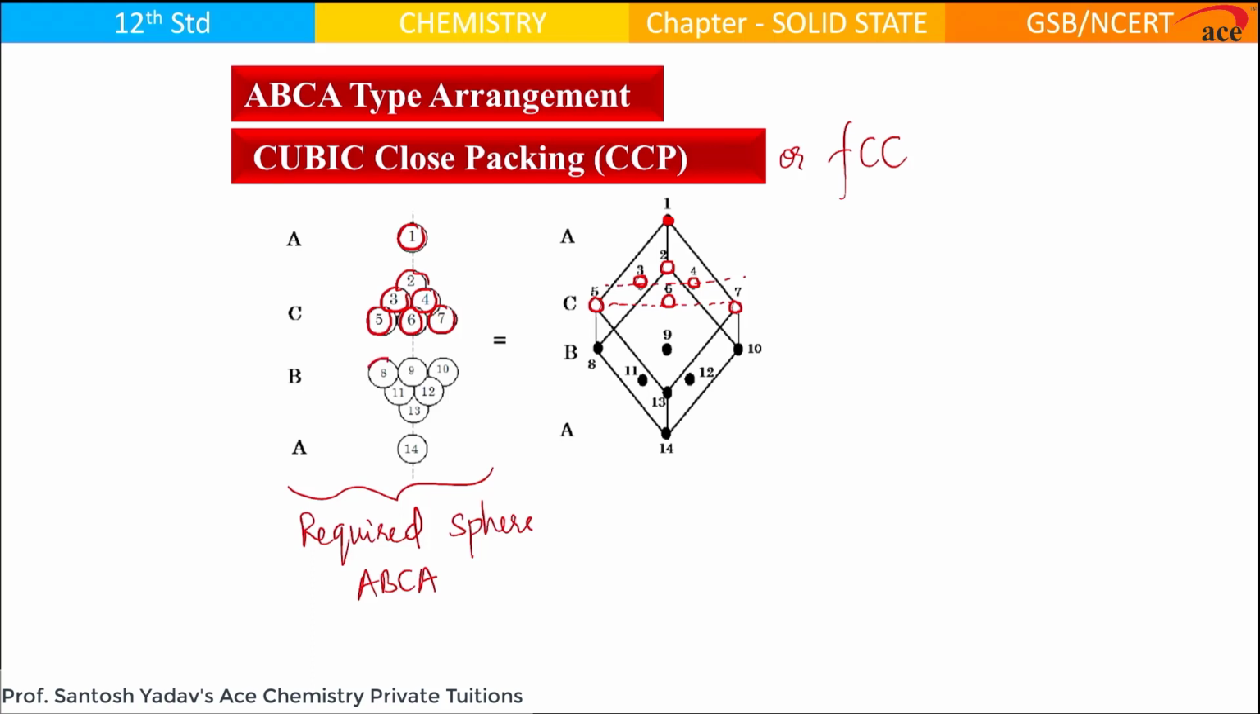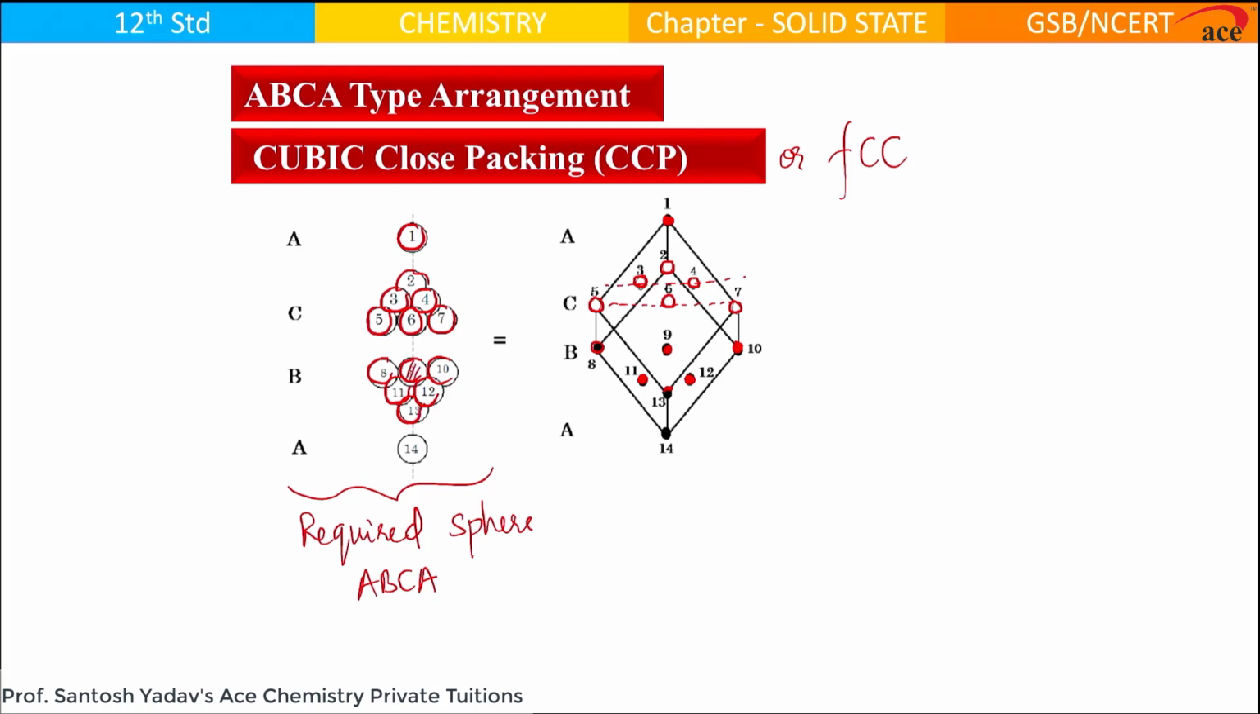Then exactly below 5 is 8. Exactly below 6 is 9. Exactly below 7 is 10. Between 8 and 9 is 11. Between 9 and 10 is 12. Exactly between 11 and 12 is 13, and it is exactly below 9.